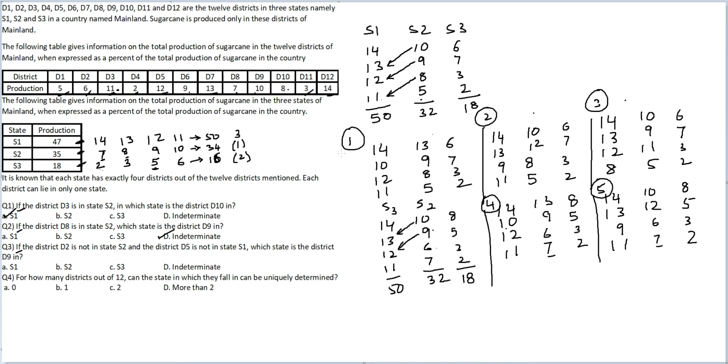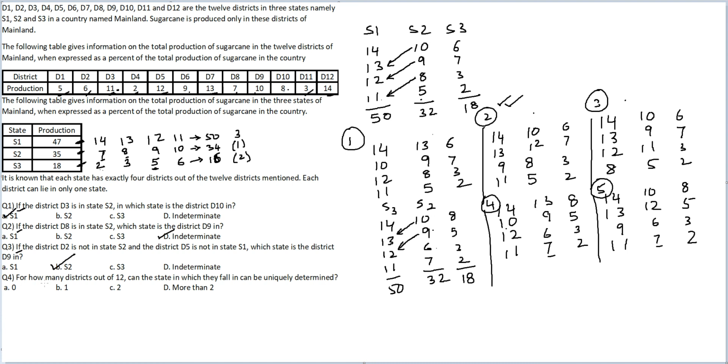D5 is 12. If 12 is not in state 1, it is fulfilling the criteria. In case 1, 12 is in state 1, so this is not fulfilling the criteria, and case 1 is eliminated. So we are exclusively talking of case 2 now. Which state is district D9 in? D9 is 10. Where is 10 in case 2? It is in state 2, and therefore the answer to this question has to be option B, state 2.